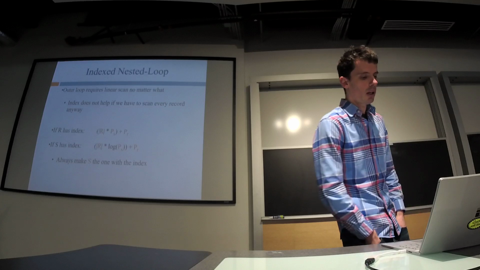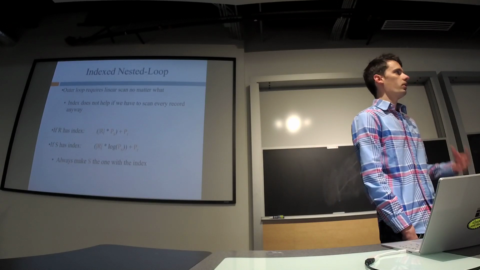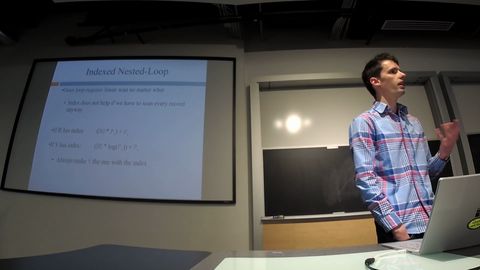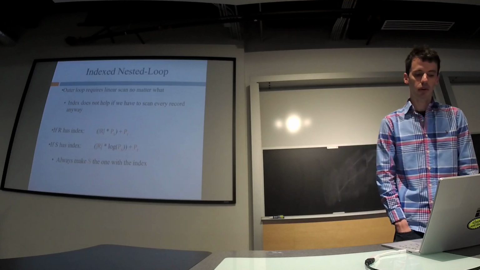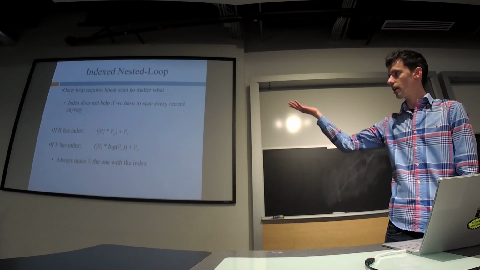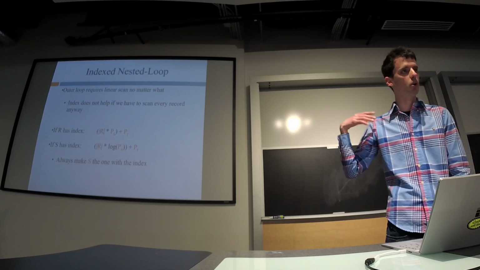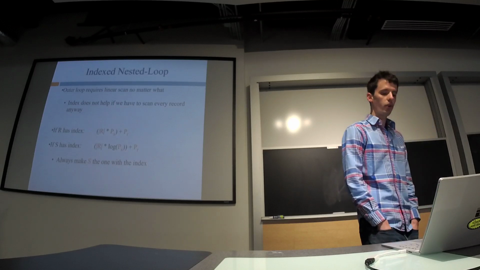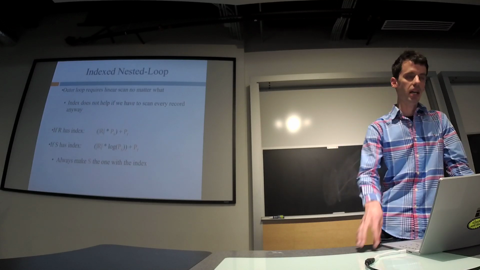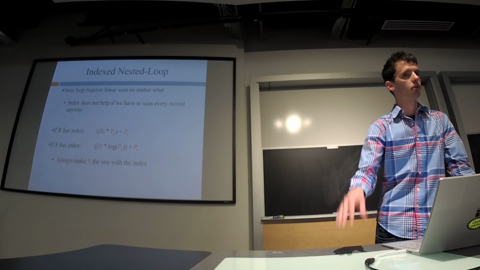Okay, so the index doesn't do anything on the outer loop, so you might as well put the one with the index on the inside. If you have the index on the outside, it doesn't change the calculus at all. It's still the number of rows in R times the number of pages in S plus pages in R. If you do have an index, now that pages in S term becomes log of pages in S, which goes way down.